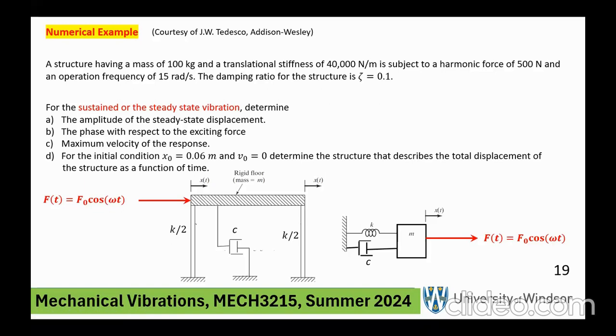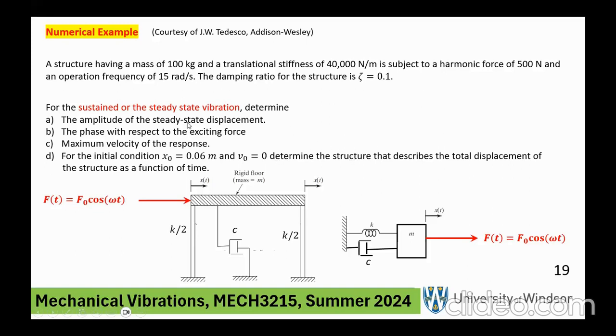First of all, we are looking for the steady state solution. Steady state solution means that after the damping dies down, that is x_p. But I'm going to do the whole thing. The amplitude of the steady state displacement, the phase with respect to the exciting force, that means the little theta. Find the little theta. Find the maximum velocity of the response. And for these initial conditions, get the total response.